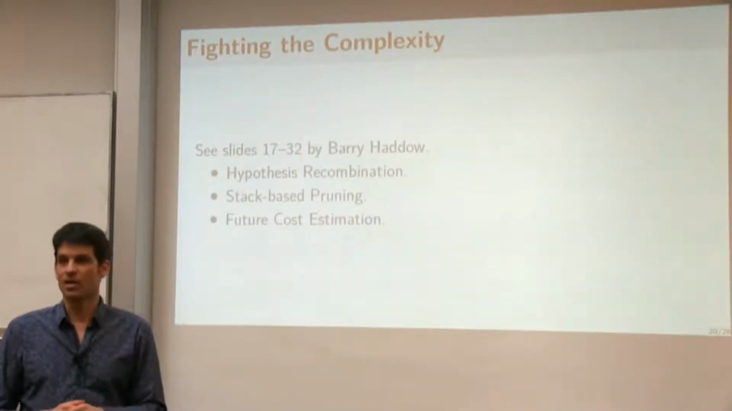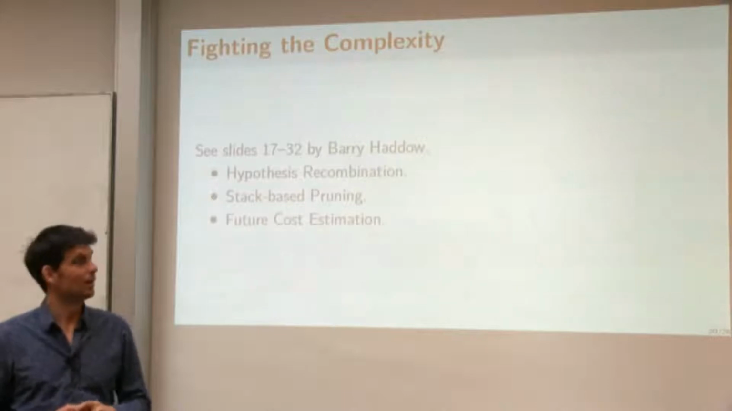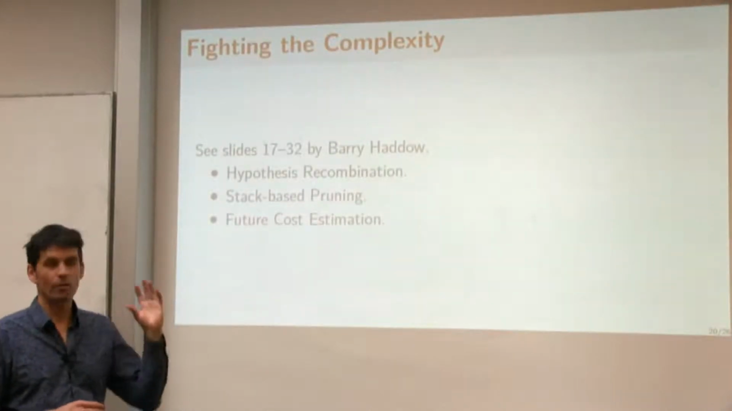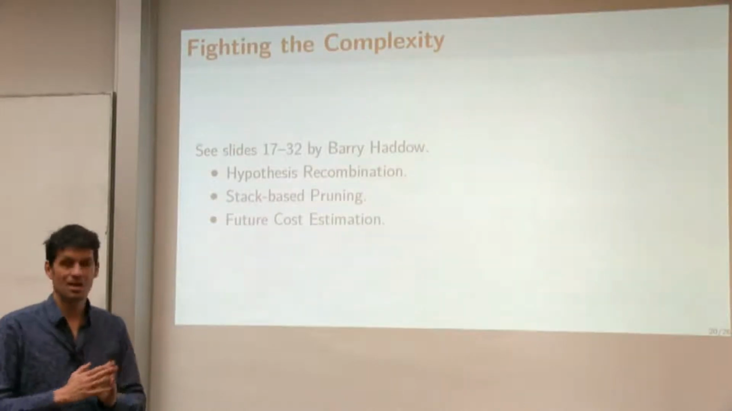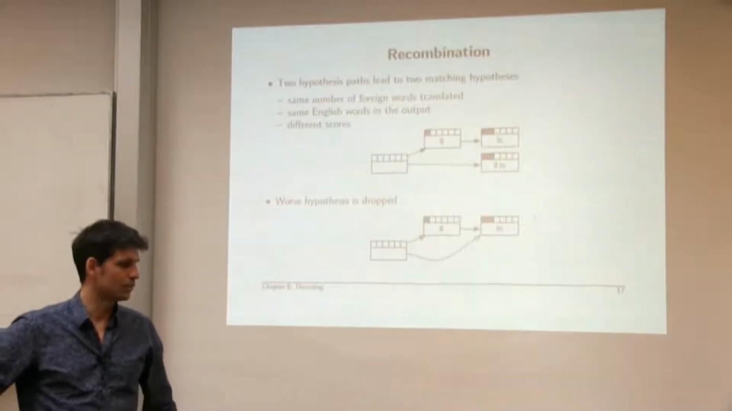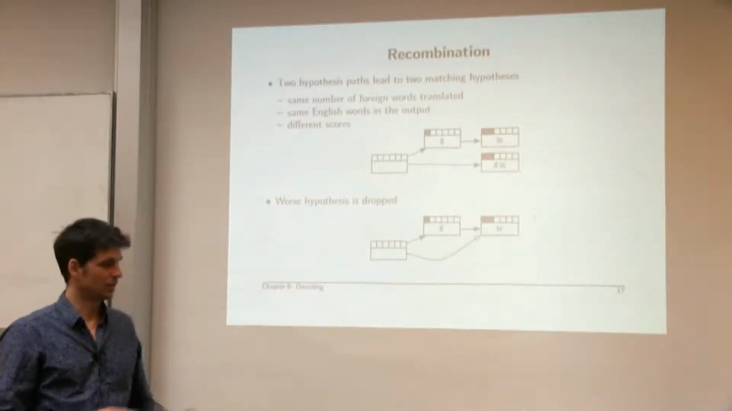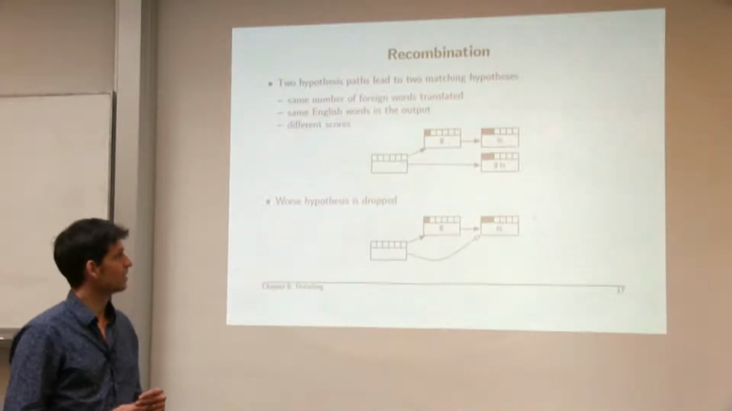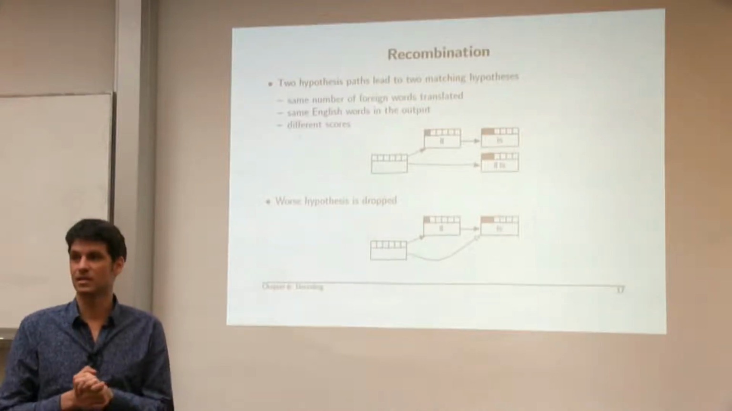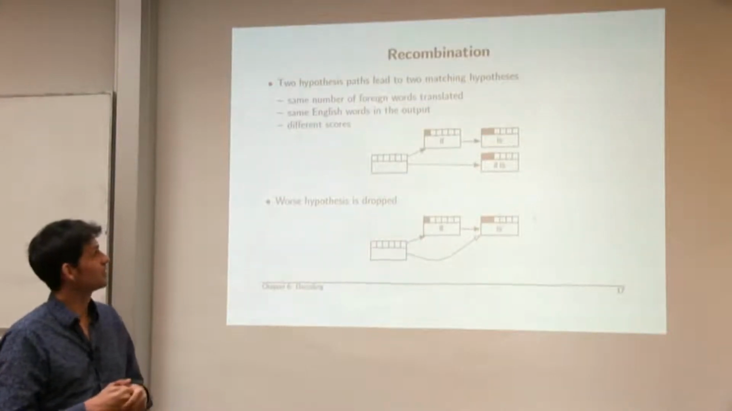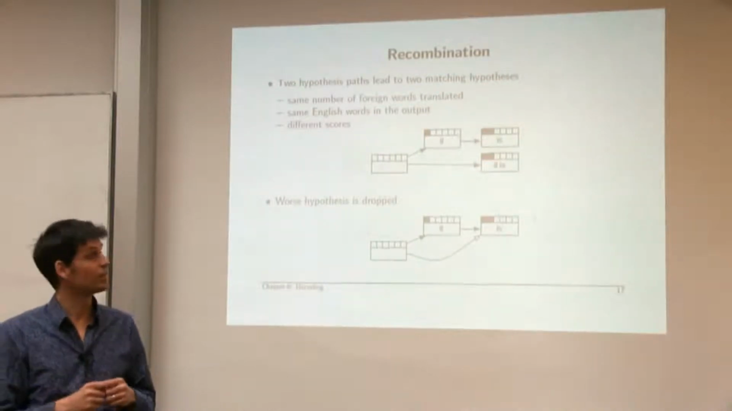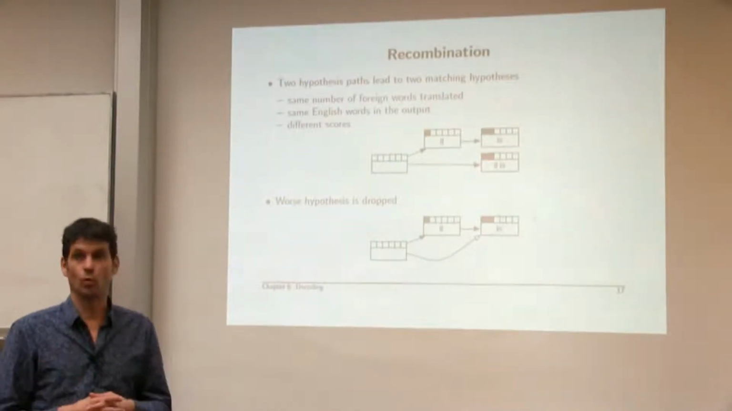Yeah. So now we need to fight this complexity, and for that let's look at the slides by Barry Haddow, where we will discuss the hypothesis recombination, the stack-based pruning, and also the future cost estimation. What we need to do now is to fight the large search space, and if you remember, we were gradually expanding hypotheses, and I was saying that sometimes the phrases are short and translate individual words, and sometimes the phrases are large, covering more words at once.